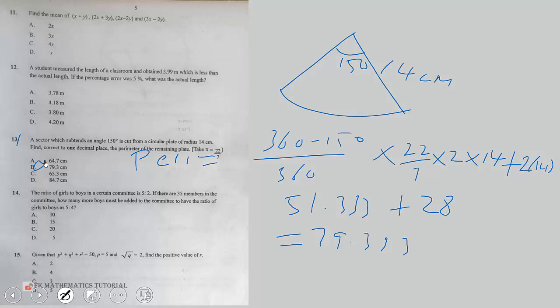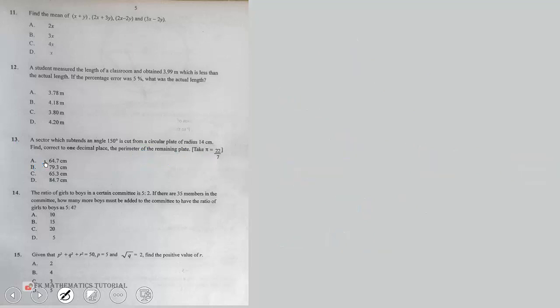The ratio of girls to boys in a certain committee is 5:2. If there are 35 members in the committee, how many more boys must be added to the committee to have the ratio of girls to boys as 5:4?